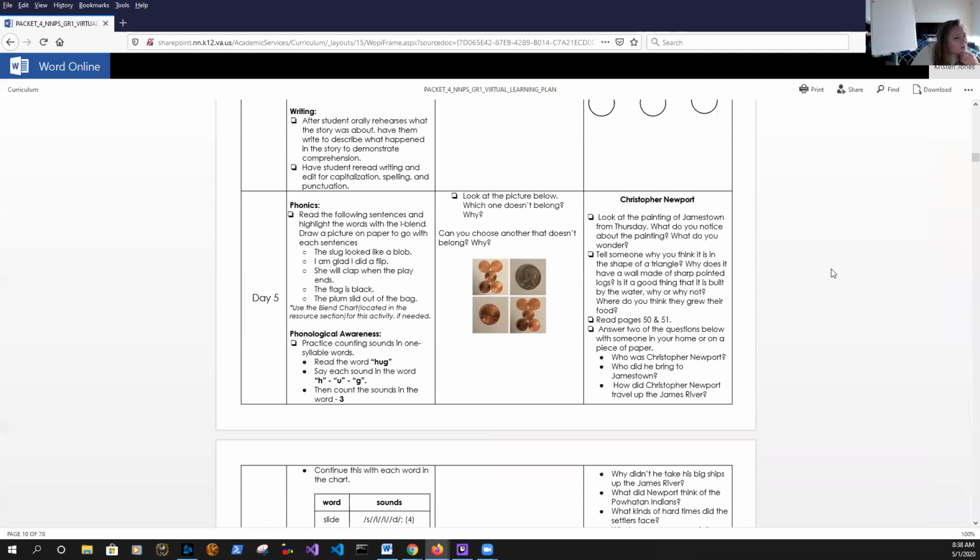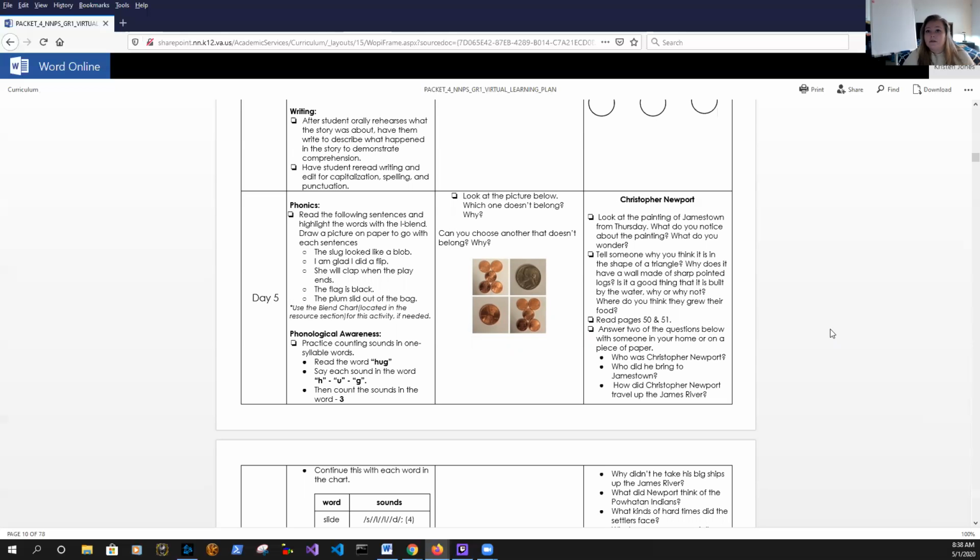Then it says, tell someone why you think it is in the shape of a triangle. Why does it have a wall made of sharp pointed logs? Is it a good thing that it is built by the water, or why not? Where do you think they grew their food? So that's a lot of questions that you need to tell someone.